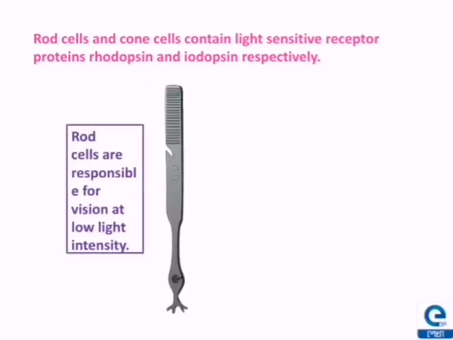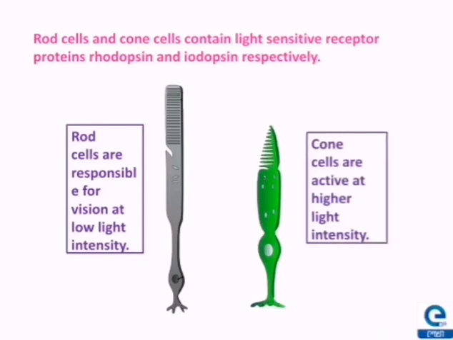Rod cells help in dim light vision, that is, we can view any object at low light intensity, whereas cone cells help in bright light vision, that is, we can view any object at higher light intensity. Cone cells also help in sharp vision and color vision respectively.